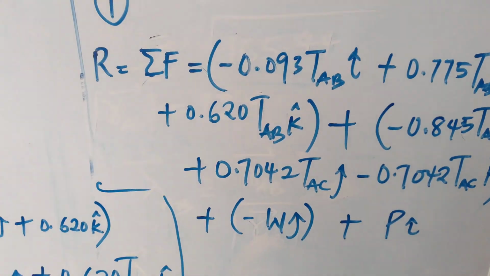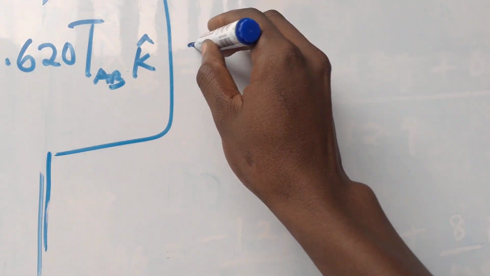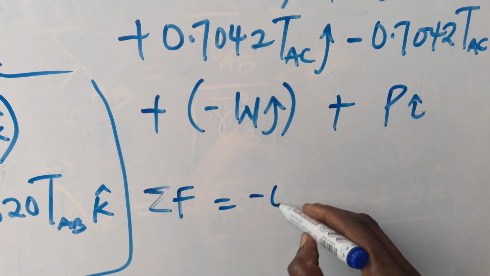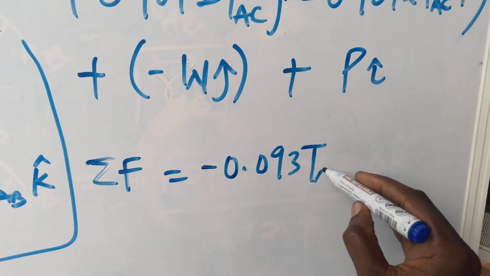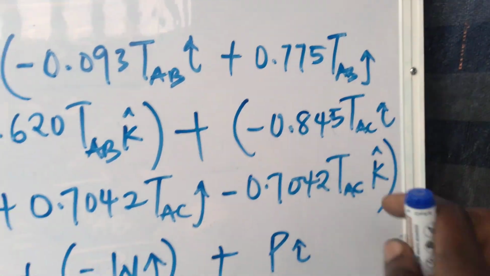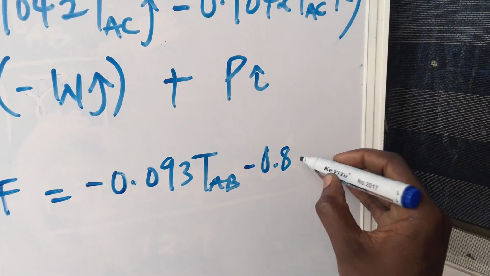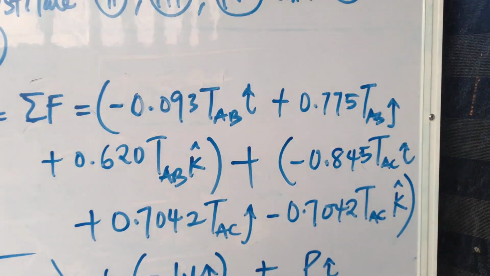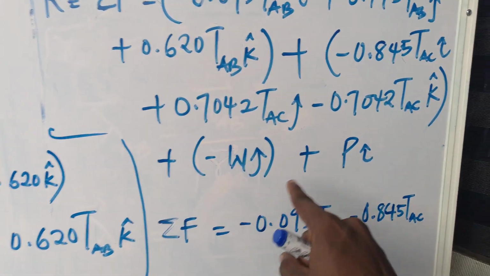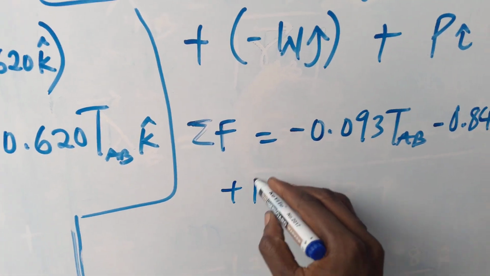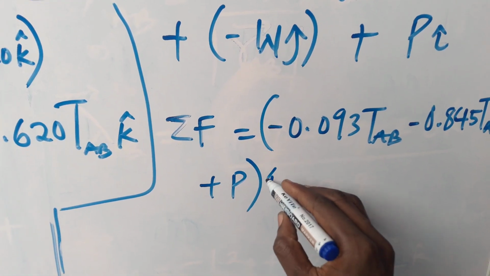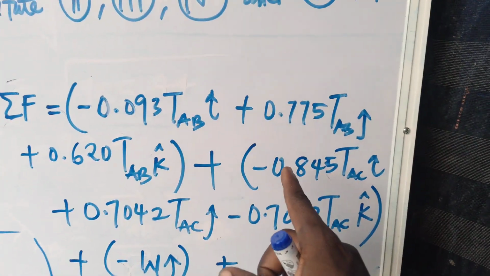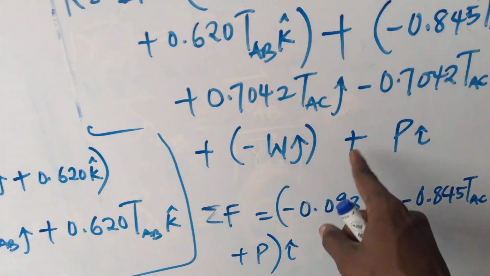Rearranging them properly, I'll have sigma F equal to, take that of I: minus 0.093 TAB, and this is also I, so minus 0.845 TAC. Then I look for another I, this is I, that's plus P. So if I add everything now, I have I: minus 0.093 TAB, minus 0.845 TAC, plus P.